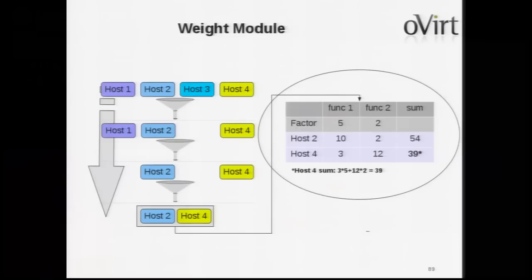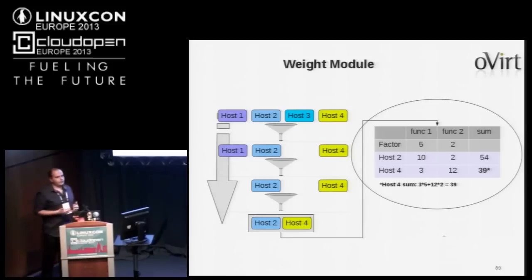The other module is the weight module, which allows you, once you have a whitelist of hosts that can run the VM, to choose the best one, the one that fits best, according to some weight module that you have. So again, you can have more than one weight module, and eventually you will get the weight of the host. The lower the weight is, the more chances this host will be selected as the one running the VM.